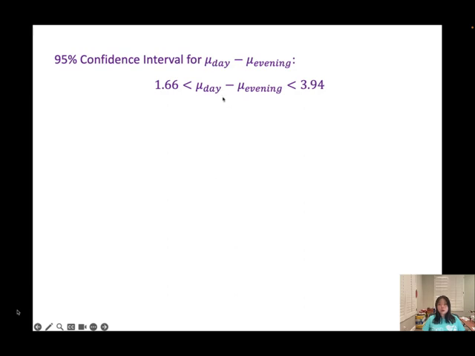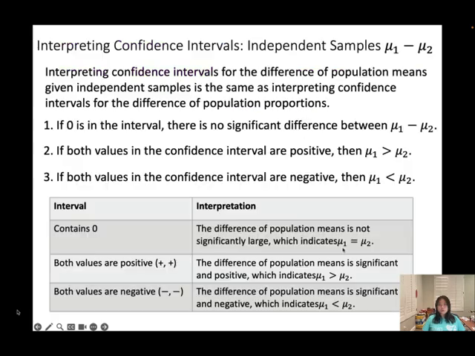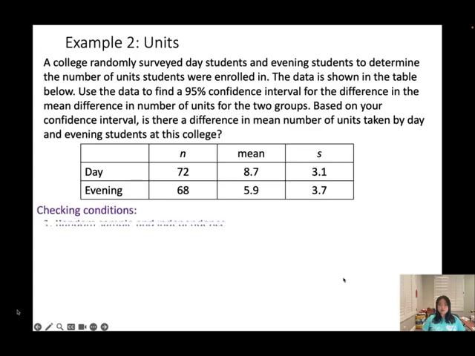So we found that the difference of the population means will be between 1.66 and 3.94. Look at this table. Will the mean of the day students be equal to the mean of the evening students, or strictly greater than, or strictly less than? Both of the values in the confidence interval are positive. So we know the mean of the day students will be greater than the mean of the evening students.